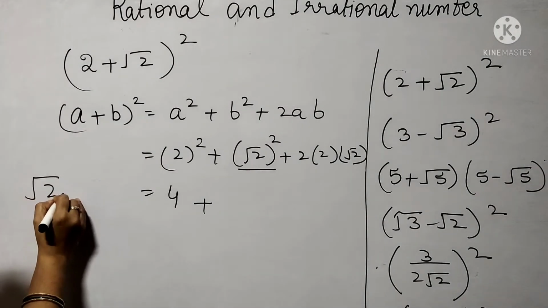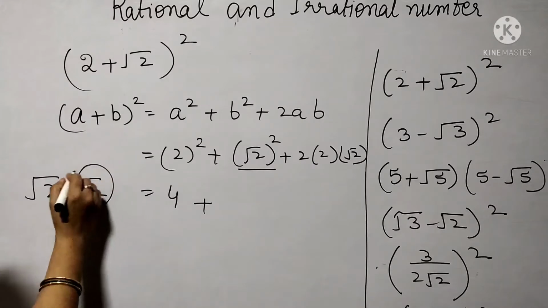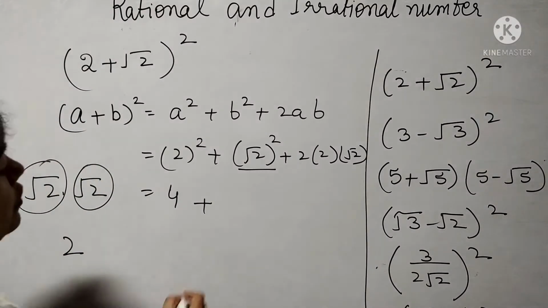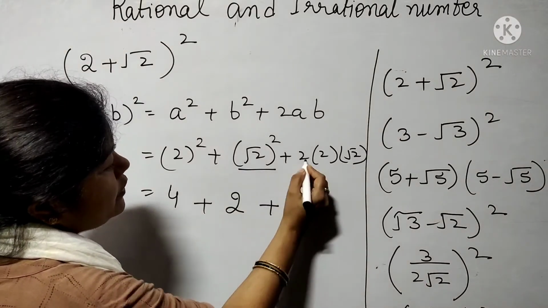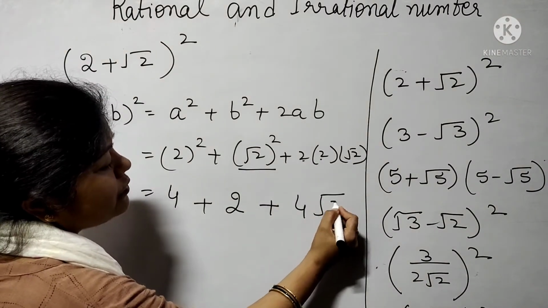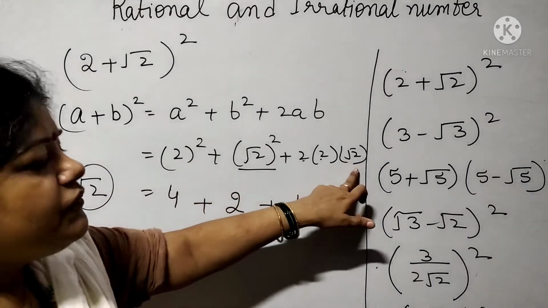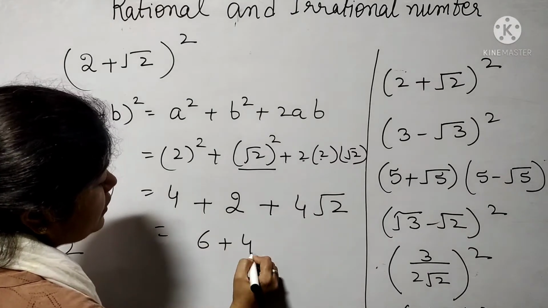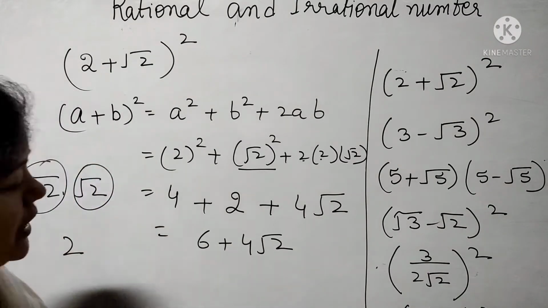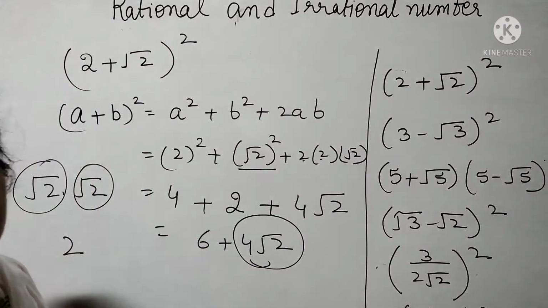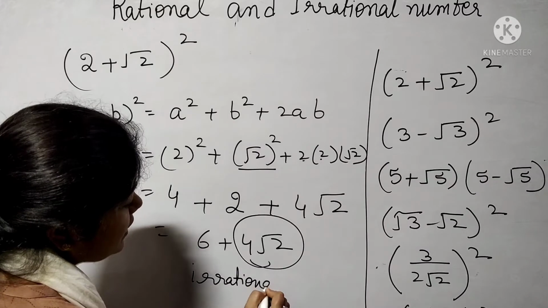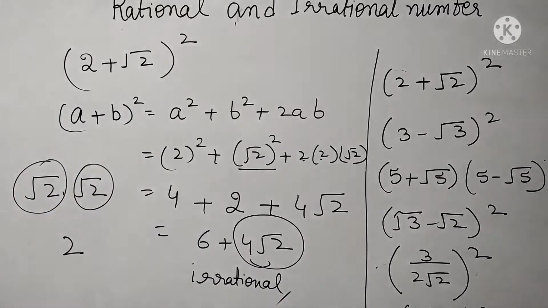Now what is under root 2 square? Under root 2 square means under root 2 into under root 2. When there are 2 times under root 2, we get the answer 2. So we write over here 2. Now here 2 2s are 4 under root 2, because there is only one under root, so we cannot cancel it. So it becomes 6 plus 4 under root 2. So in this answer, we again have the sign of under root. So this is an irrational number. This is not a rational number. This is an irrational number. So note it down. Then I will explain the second one.